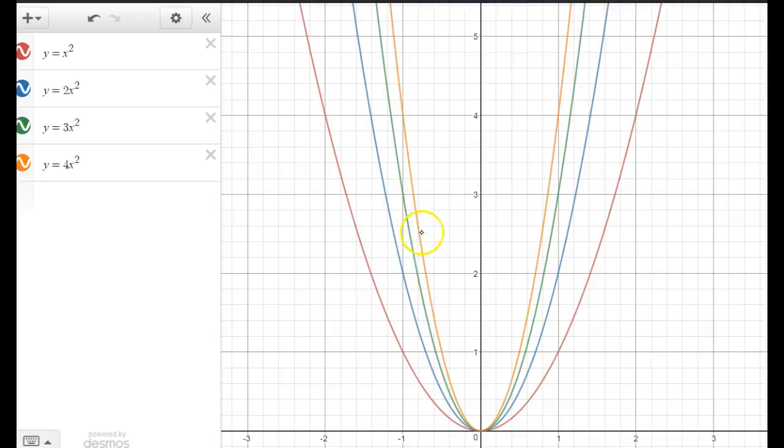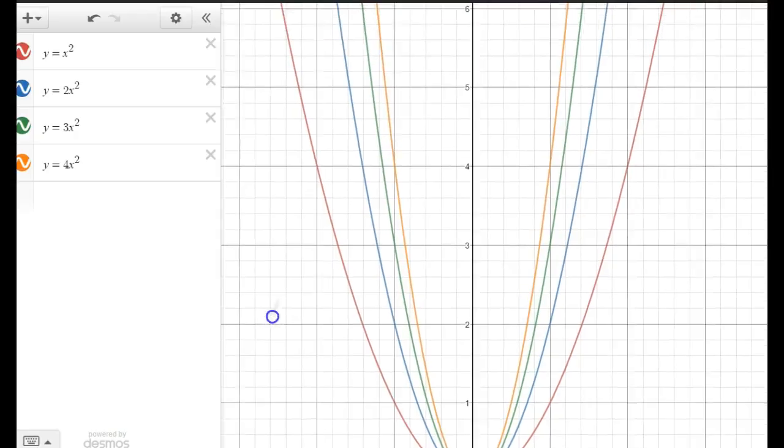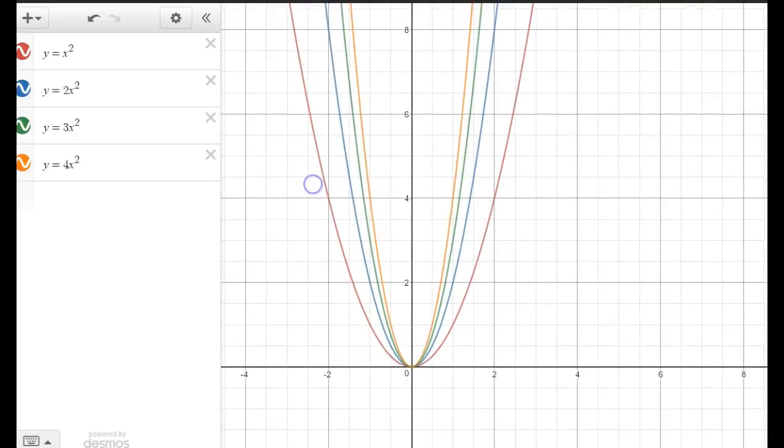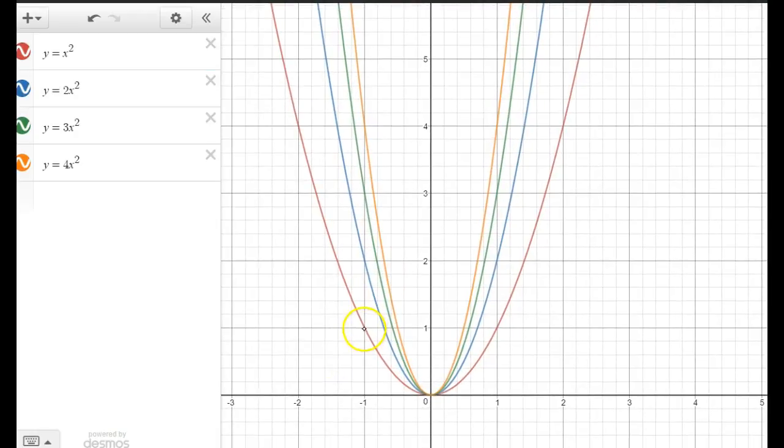They get skinnier and skinnier and skinnier, narrower and narrower and narrower. But they always keep the same vertex point. So those are my 2 characteristics that I notice. Another way of describing it, if you don't want to think of it as skinnier and skinnier, is taller and taller. So originally, my first key point comes at 1 and 1.